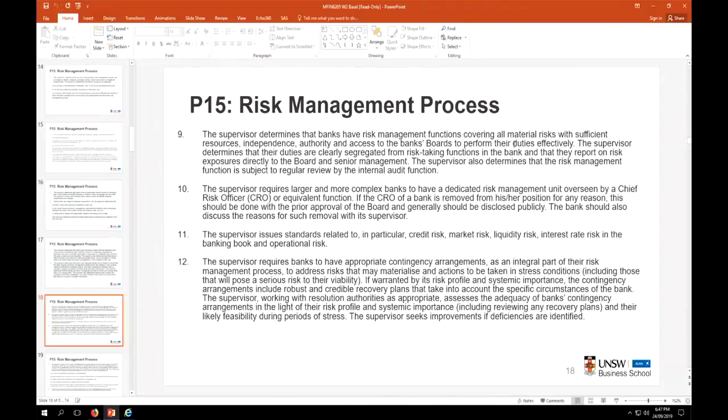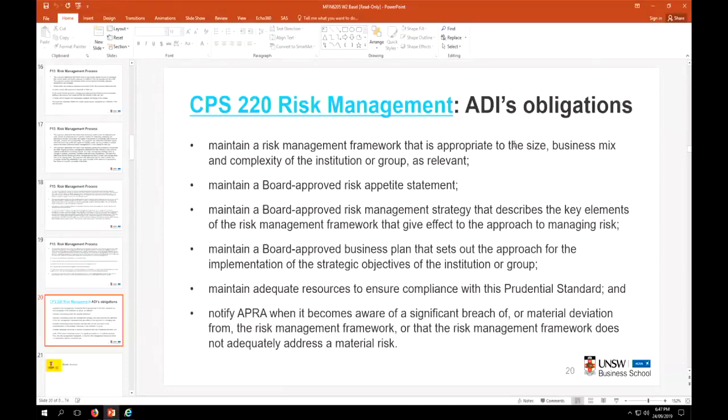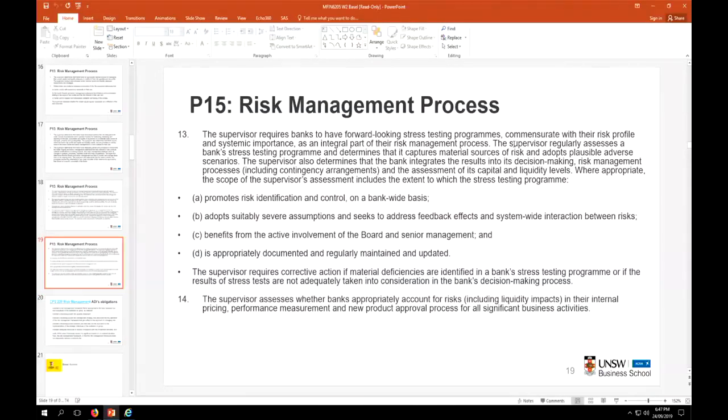Standard risks are, in particular, credit, market, liquidity, interest rate risk, and operational risk. And you also need to have BCP. You need to have stress testing. You need to account for risks in terms of new activities. So that's just, again, the actual principle is much longer. So this is a short summary.